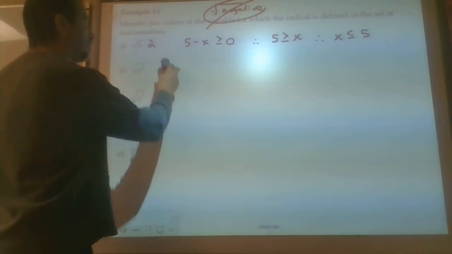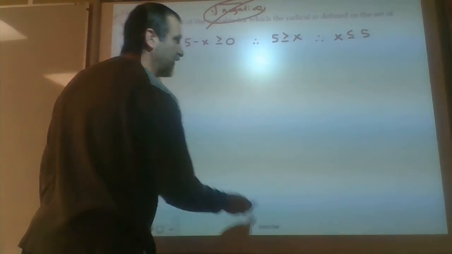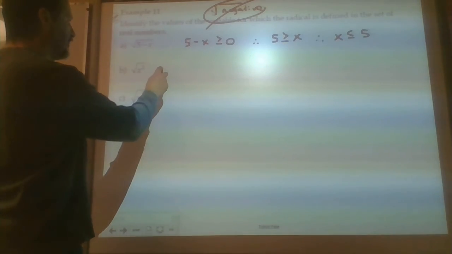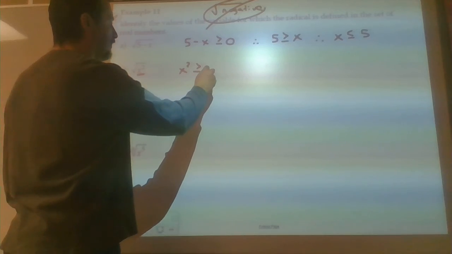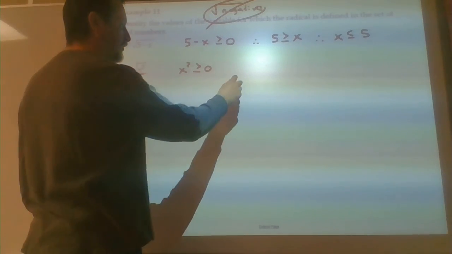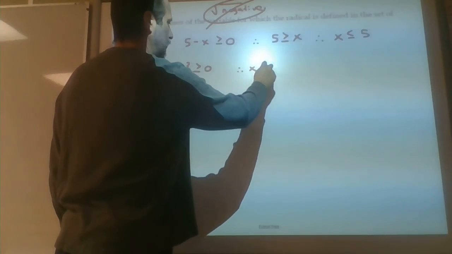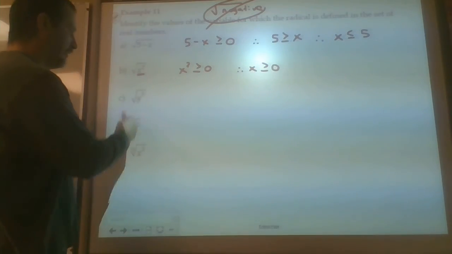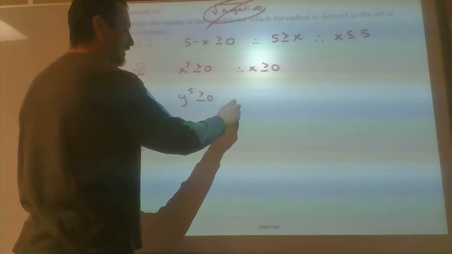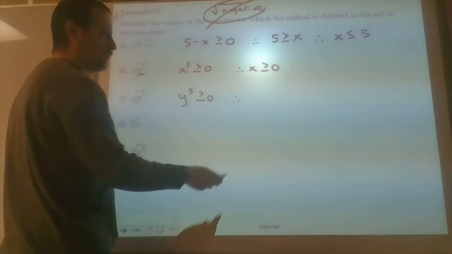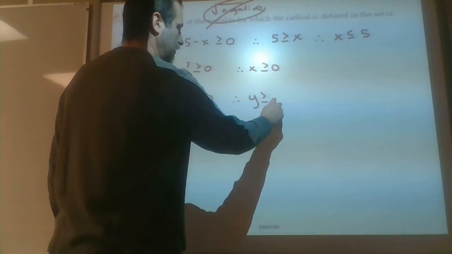So that's what we're looking for, restrictions. That was the most complex one. All of these are otherwise alike, right? Looking for restrictions here, x squared has to be greater than or equal to 0, square root of both sides, therefore x has to be greater than or equal to 0. Y to the power of 5, again, we can find the 5th root of both sides, because it's y times y times y, so y has to be greater than or equal to 0.